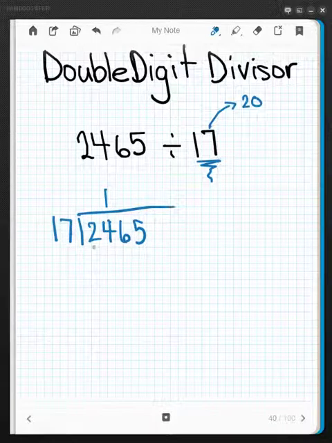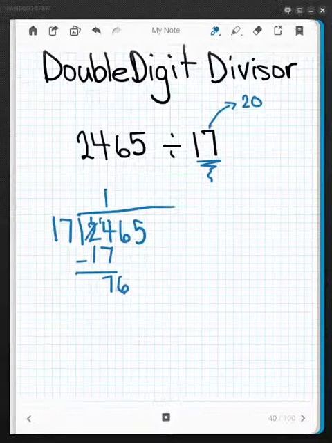1 times 17 is 17. And so then I subtract. So now I have 24 minus 17. So I'm going to borrow here. 14 minus 7, which is 7, and I'm going to bring down the 6. Okay, now 17 goes into 76. I'm thinking in my mind this is 20, right? And this is almost 80. And that's another little trick I can use there.